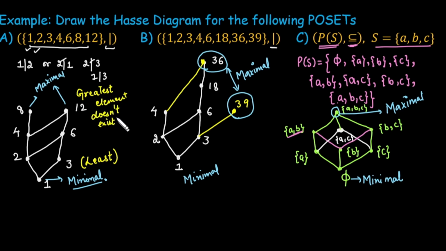Whereas in case number 2, the least element is 1 because the minimal element is unique, so we can call it the least one. And here again we are getting two maximal elements. It means the greatest element does not exist. In this case, minimal is unique and maximal is unique, so we call this the least element, and this the greatest element.